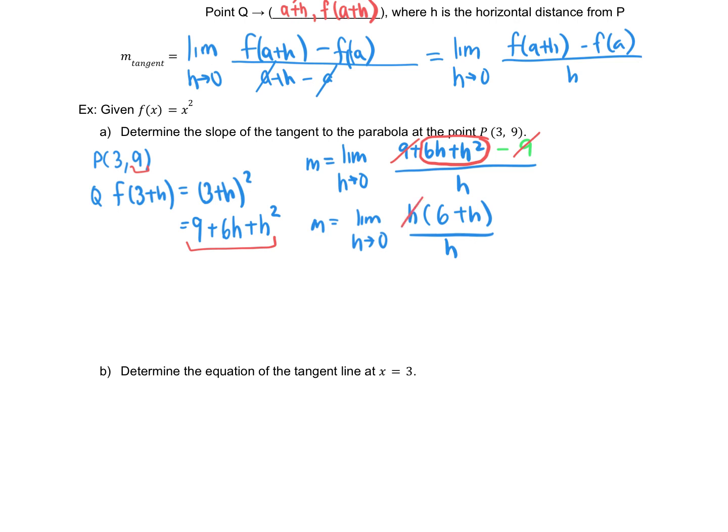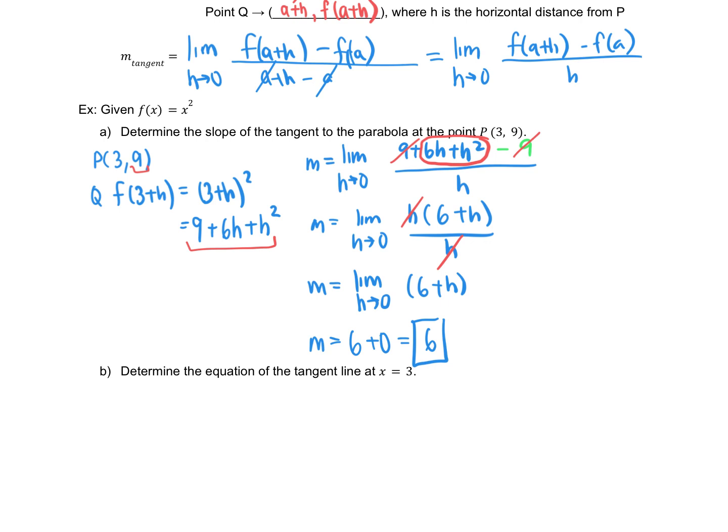And then h divided by h is 1. So we're just left with evaluating the limit as h approaches 0 of 6 plus h. And now I have no problem substituting 0 in for h. And we get 6 plus 0, so 6. There's the slope of our tangent line.